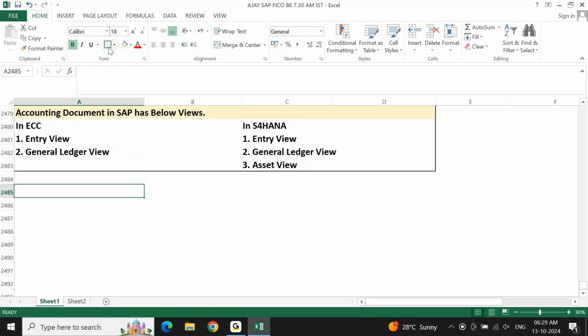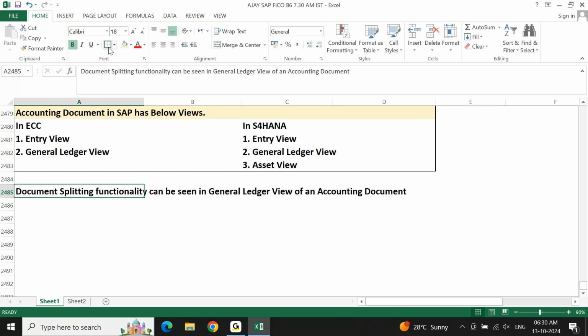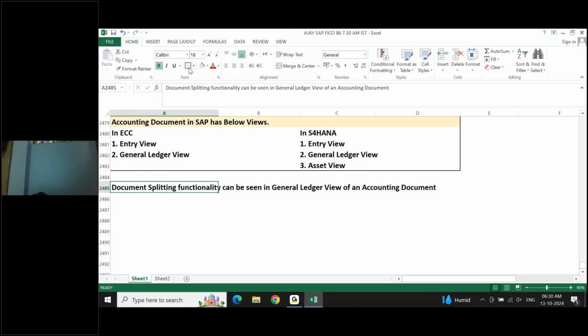Okay, now document splitting functionality can be seen in general ledger view of an accounting document. Okay, document splitting functionality can be seen in general ledger view of an accounting document, which means this general ledger view is available in both ECC system and also in S/4HANA system.